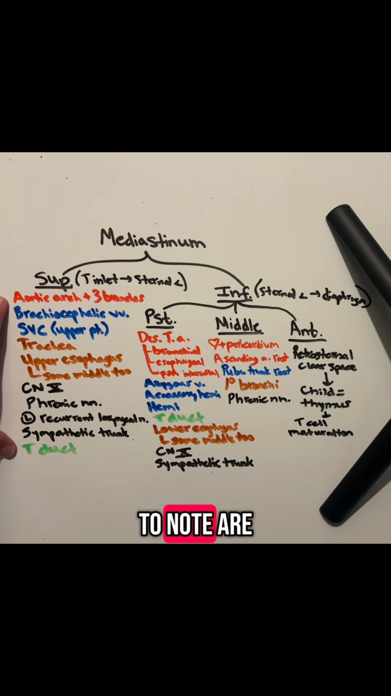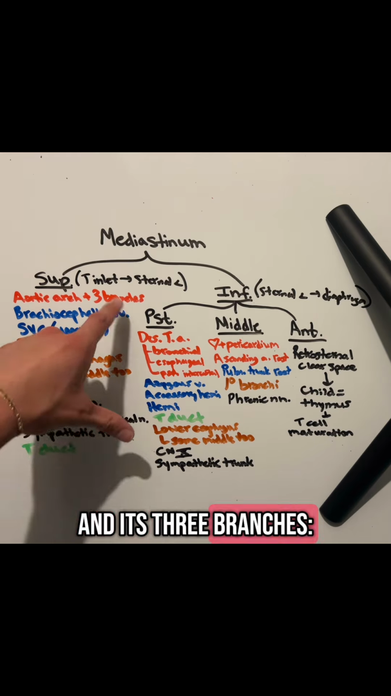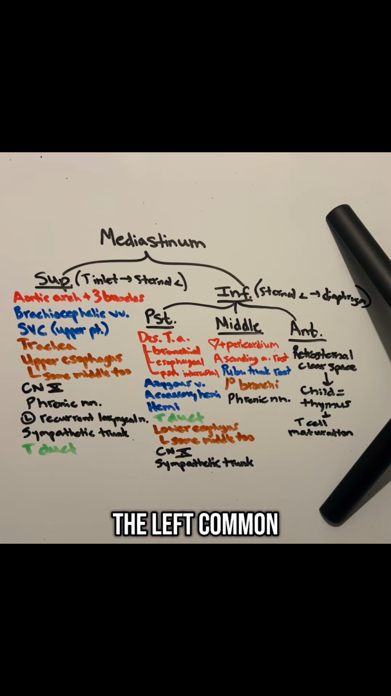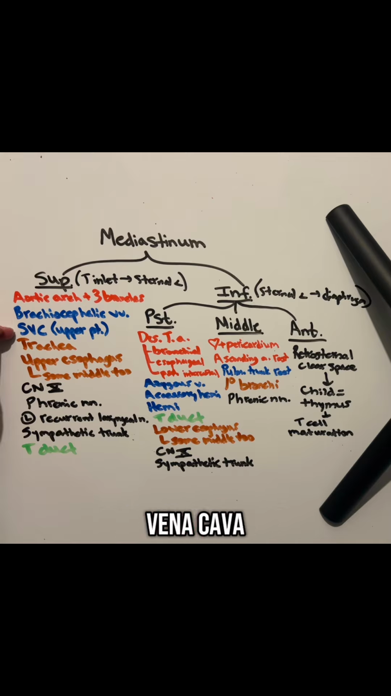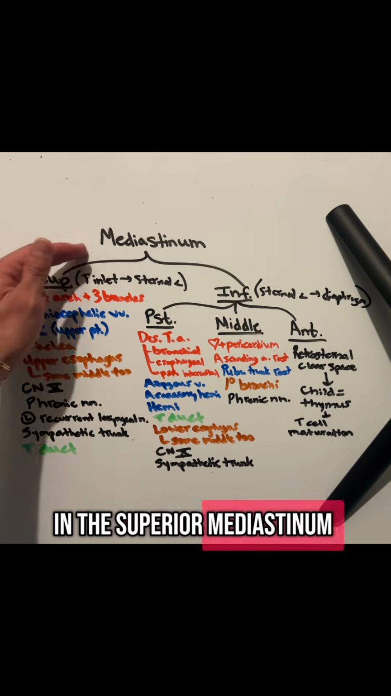The main ones to note are the aortic arch and its three branches, the brachiocephalic trunk, the left common carotid artery, and the left subclavian artery, the brachiocephalic veins, both left and right, as well as what they form, the superior vena cava. Specifically, the upper portion of the superior vena cava is what's found in the superior mediastinum.